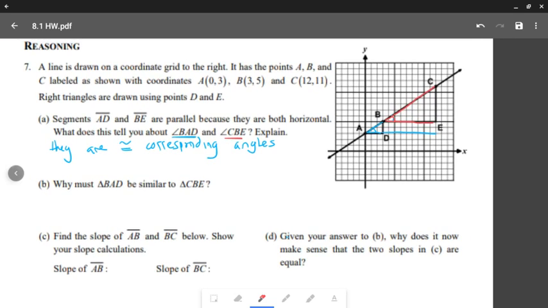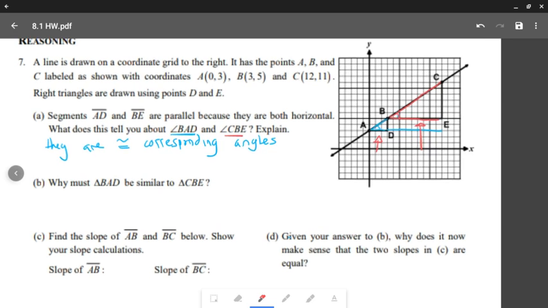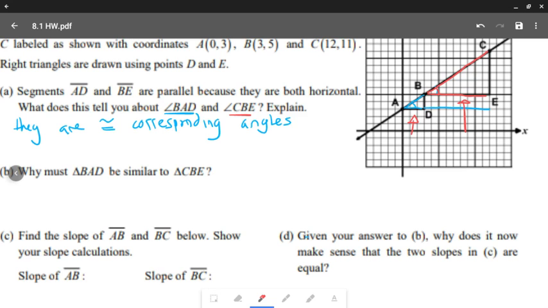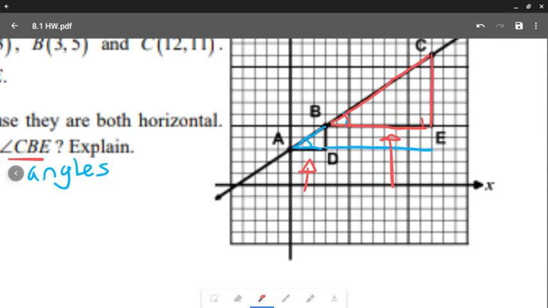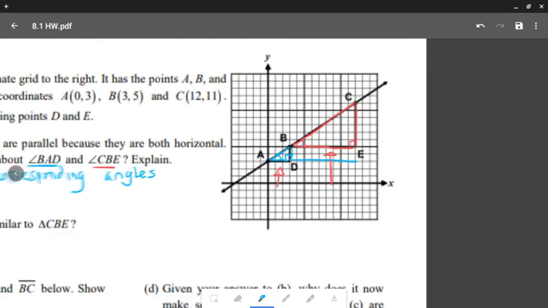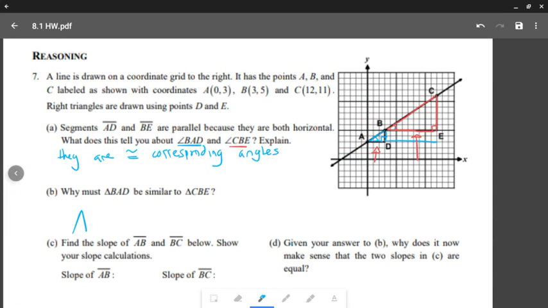Okay, so why must BAD be similar to CBE? So remember, BAD is that small triangle over here, and CBE is the bigger triangle over here. Why are they similar to each other? Well, we have a couple of different ways to say triangles are similar. The one we use most often is angle-angle. And the thing to remember here is, of course, that's a right angle. And of course, this is a right angle. Therefore, we have angle-angle similarity. So let's write it: AA similarity.